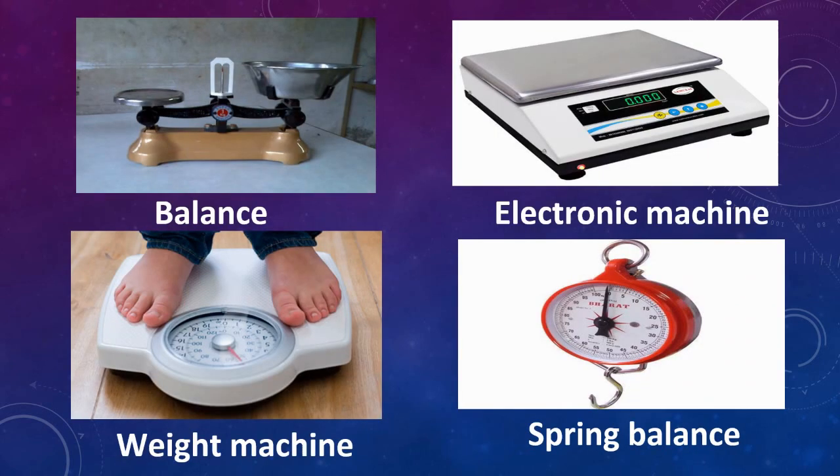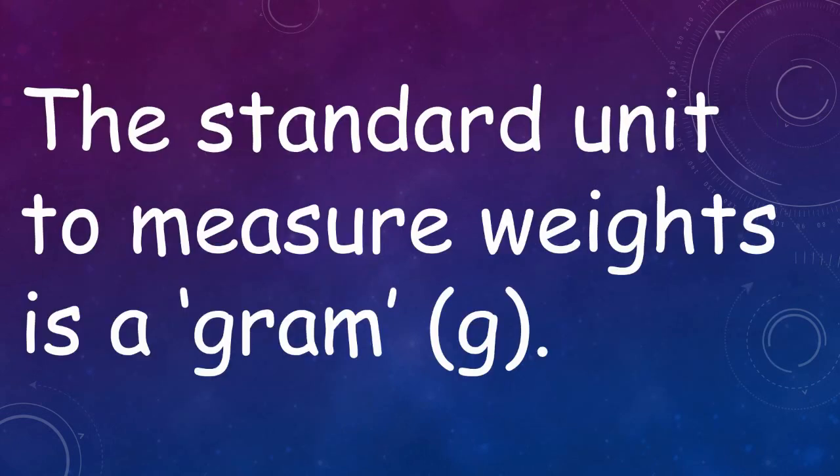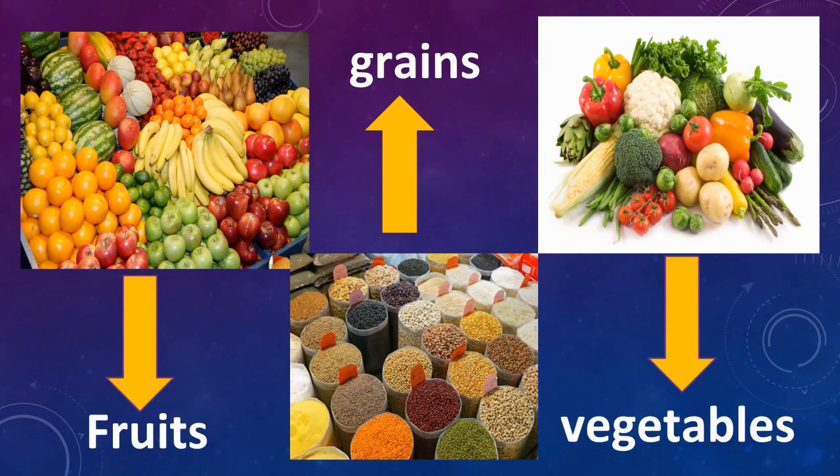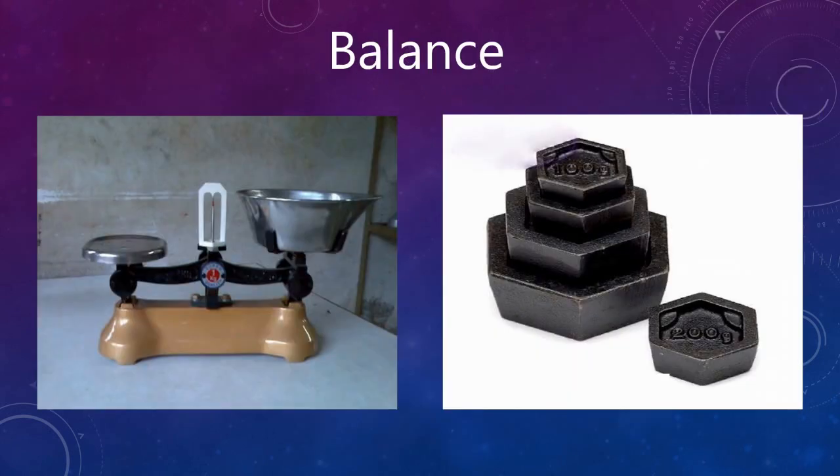Now learn more about measuring weight. We measure the weight of solids in grams and kilograms. The standard unit to measure weights is a gram. Fruits, vegetables and grocery items are also measured in grams and kilograms. These are the normal weights that a greengrocer and grocer have.